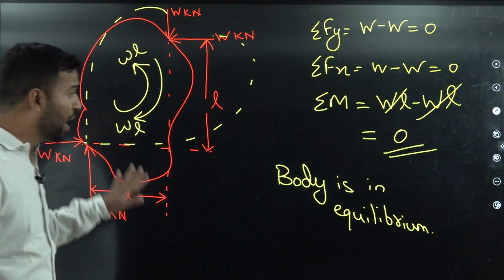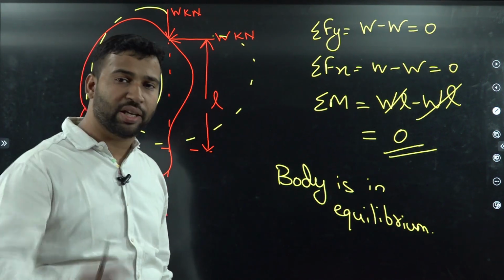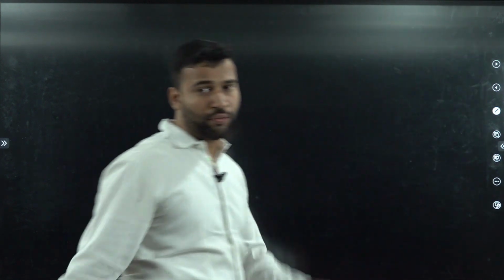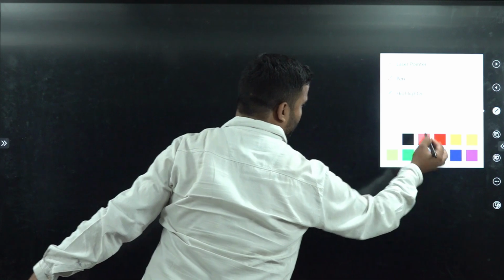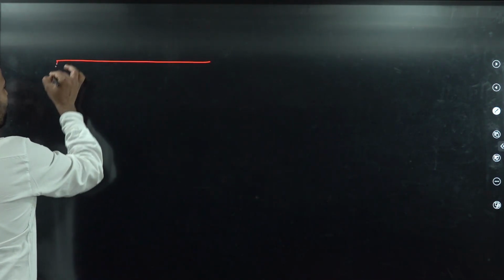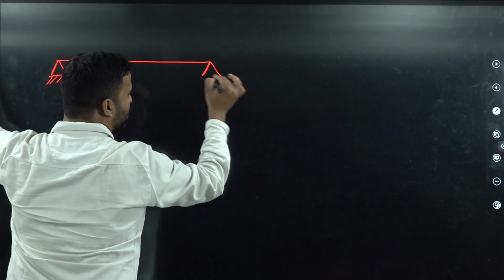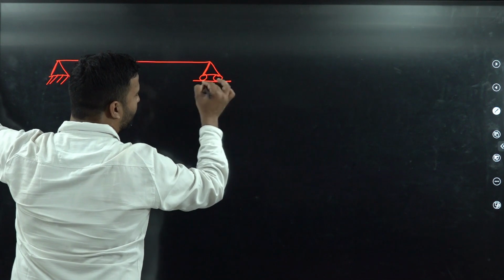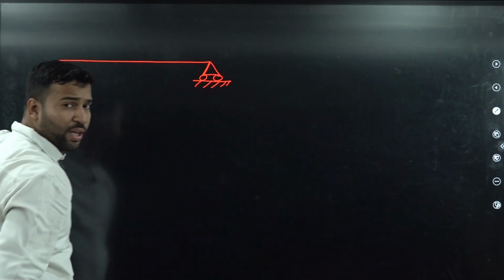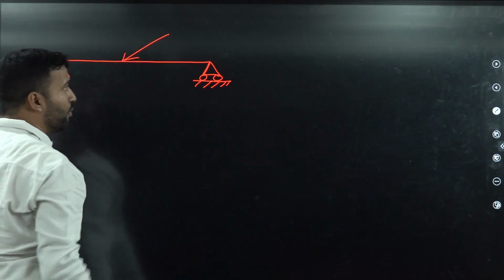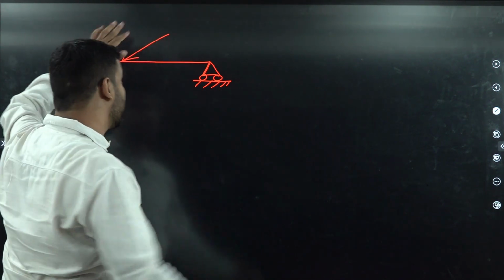Now I will give you certain questions to practice. Just solve them one by one. Then we will move towards the main portion of indeterminacy. Now let us suppose we have a beam here, which has a hinge support here and a roller support here. This particular beam is subjected to a general loading. Generally inclined loading is called general loading.